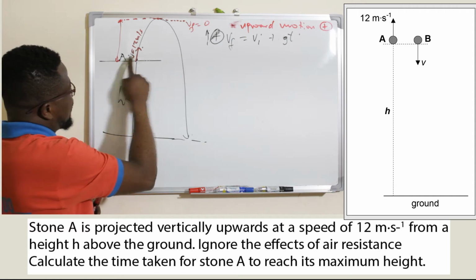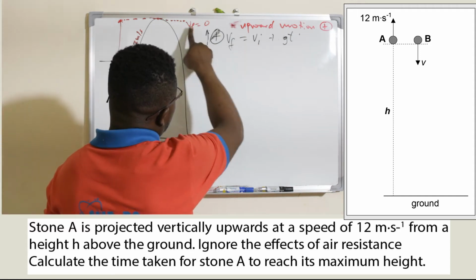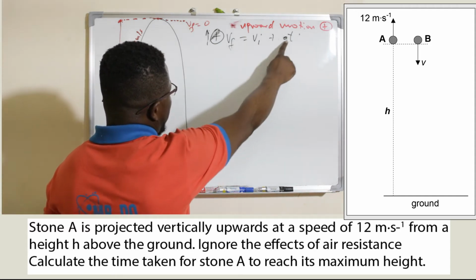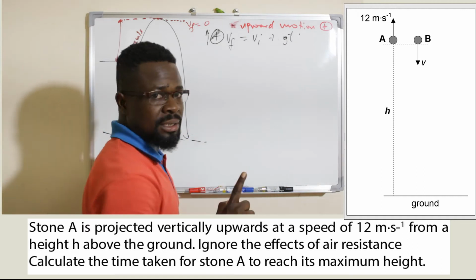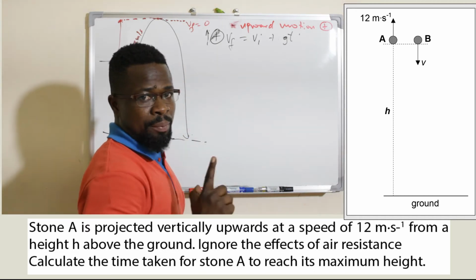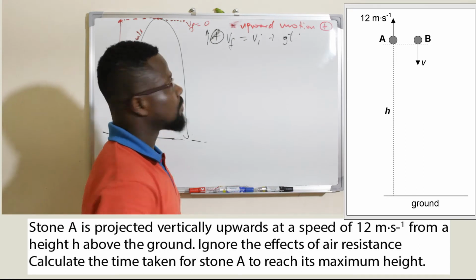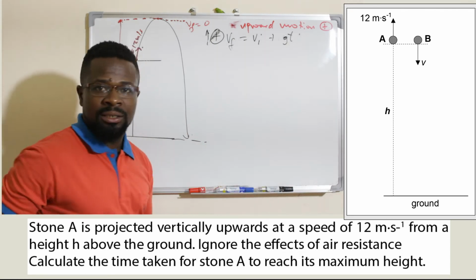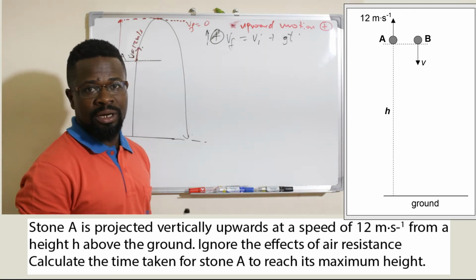I know my initial velocity. I know the final velocity. And then I know acceleration due to gravity, because it's a constant, and that is 9.8 meters per second squared. And now what I need to find is the time. So let's try and do that straight away and see.